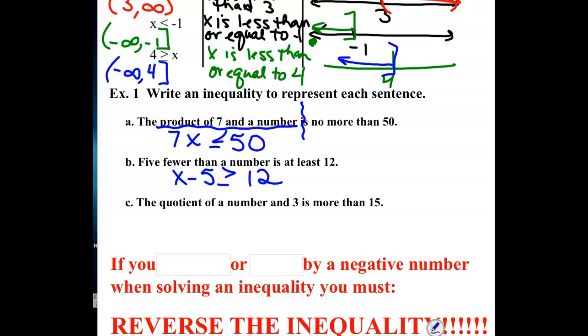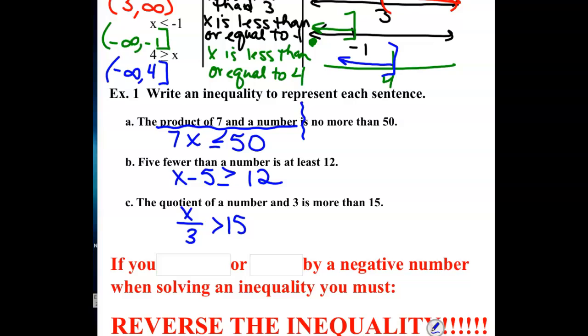Okay? Quotient means what? Quotient means division, yep. So the quotient of a number and 3, we're taking some number and dividing it by 3. That quotient is more than 15. Is more than means what? Greater than 15.